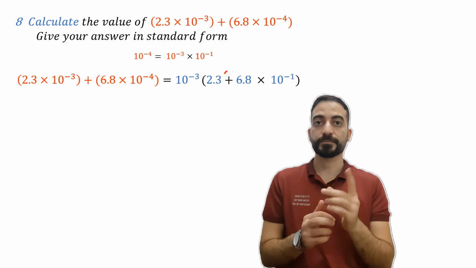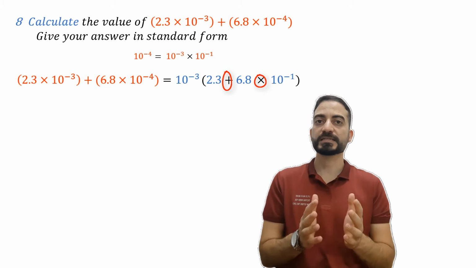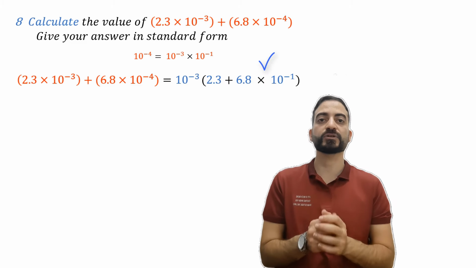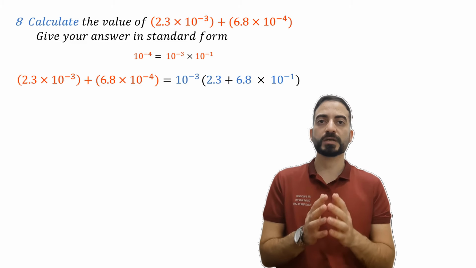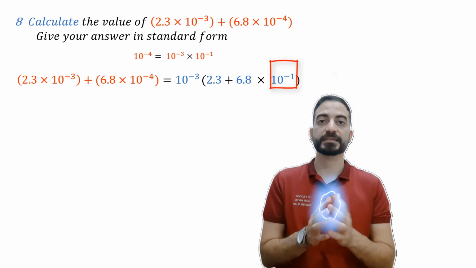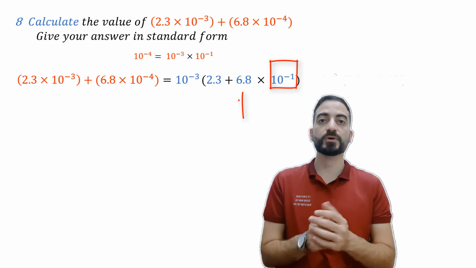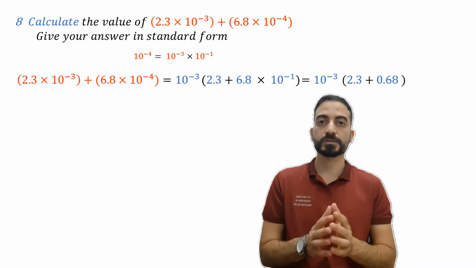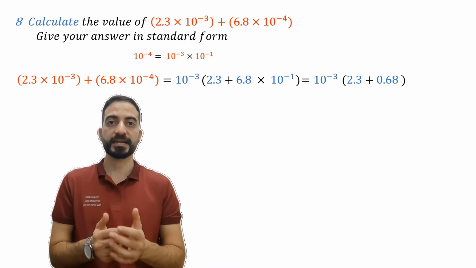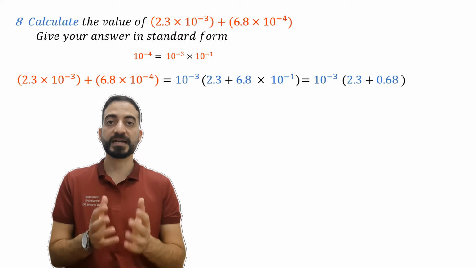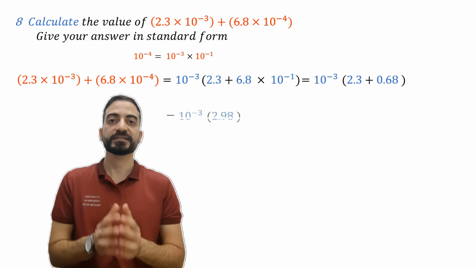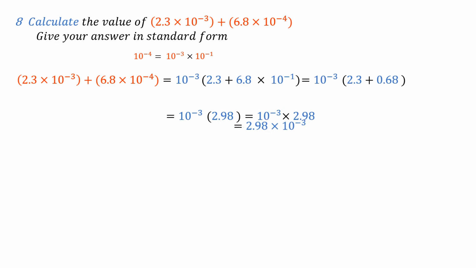Now we have here plus and times. We must first start with times. 6.8 times 10 power minus 1. As long as we have here 10 power minus 1, we can move the point once towards the left because there is a minus. So we go towards the left. Now we only have plus left, so we add them together and finally get this answer.